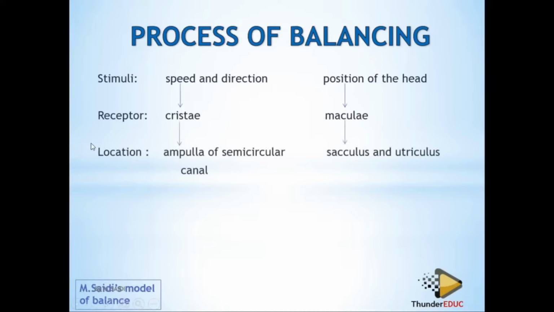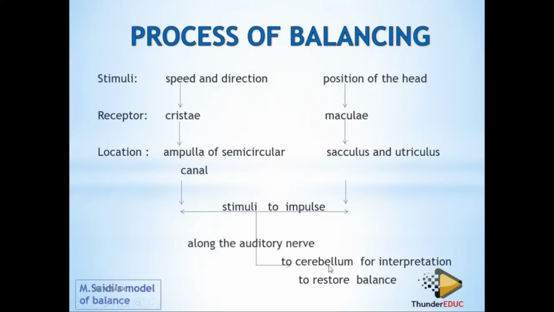Then you need to know the location of these receptors. Where are they located? In the ampulla of the semicircular canal. Then this one is located in the sacculus and utriculus. And then you also need to know that when they change the stimulus into an impulse, then it's being sent to the brain. Which part of the brain? Cerebellum for interpretation. Remember that hearing is sent to the cerebrum, but this one goes to the cerebellum for interpretation.